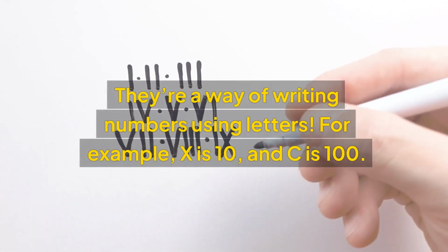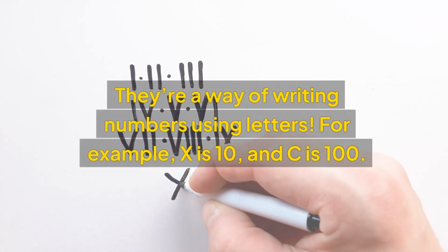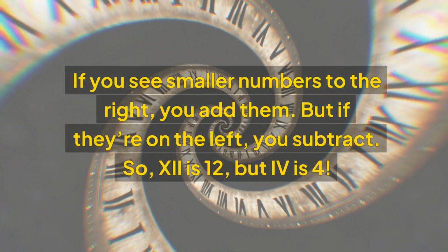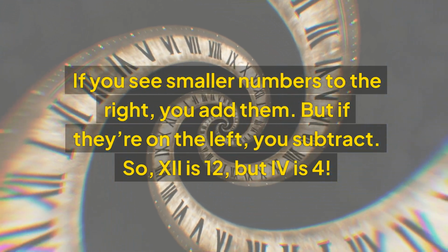Now, have you ever used Roman numerals before? They're a way of writing numbers using letters. For example, X is 10, and C is 100. If you see smaller numbers to the right, you add them. But if they're on the left, you subtract. So, XII is 12, but IV is 4.